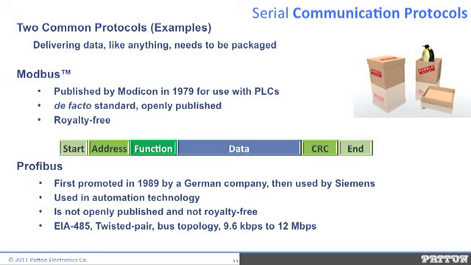It, like Modbus, originally was intended for use over RS-485. It's used on a multi-drop or bus topology using data rates from 9.6 kilobits per second up to 12 megabits per second. But unlike Modbus, Profibus is not openly published and is not royalty-free.